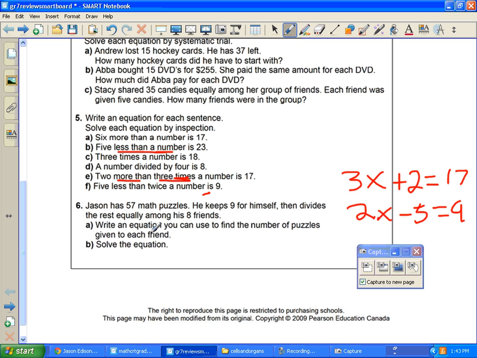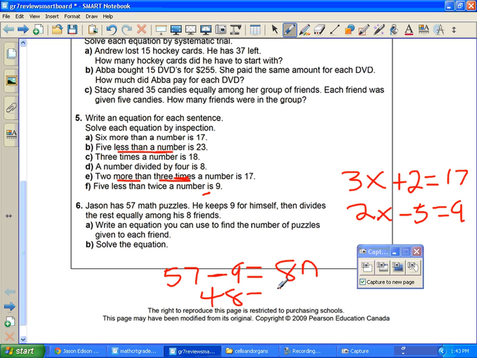The last one here says Jason has 57 math puzzles. He keeps 9 for himself. Then he divides the rest equally among 8 of his friends. So we need to write an equation that we can do to solve. So he's got 57 math puzzles. He keeps 9, so that means take away 9 of them. And then he divides the rest equally among friends, his 8 friends. So it's going to be 8n, because it's 8 times the number of friends will give you, I guess, 57 take away 9 is 48.